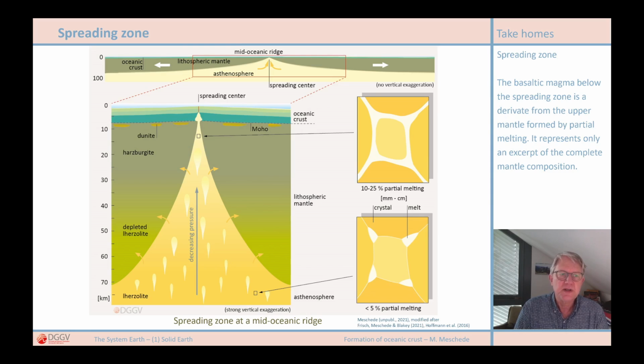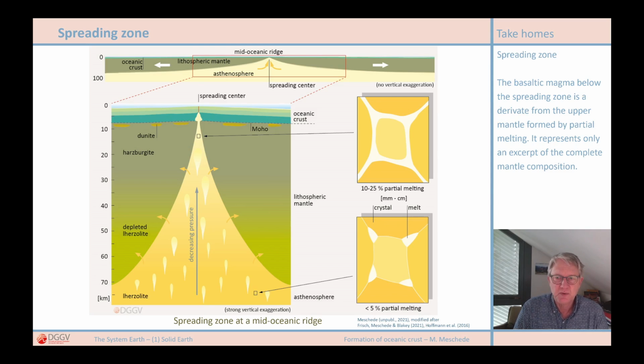the spreading zone, and there I will start with the melt formation, which begins up here in the asthenosphere directly below the spreading center. I would first like to discuss how the melt actually develops, which accumulates in the magma chamber and from which the oceanic crust is formed. The melt is an extract from the uppermost asthenosphere. It has been melted out of the asthenosphere, but only certain parts go into the melt.